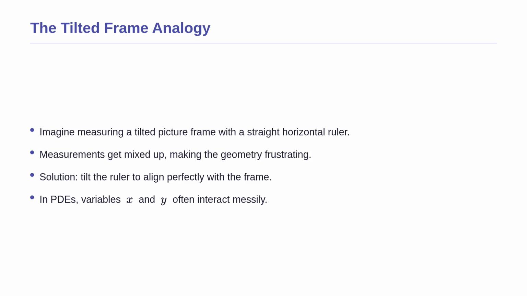Let us start with a simple analogy. Imagine you are trying to measure the exact width and height of a picture frame hanging on a wall. If the frame is tilted at an awkward angle, keeping your ruler strictly horizontal and vertical will mix up your measurements. The smartest thing to do is simply tilt your ruler to align perfectly with the frame. In the world of partial differential equations, we frequently encounter equations that are mathematically tilted. The variables x and y interact in messy ways, making the equation nearly impossible to solve. Reducing to canonical forms is the mathematical equivalent of tilting your ruler.